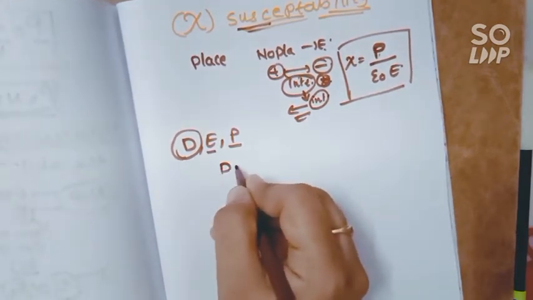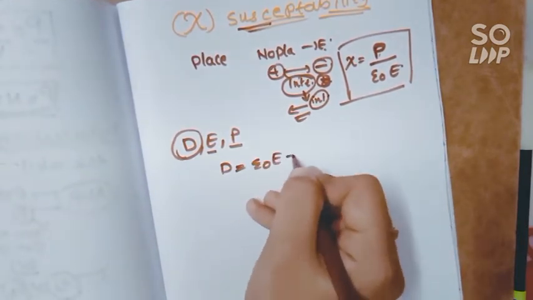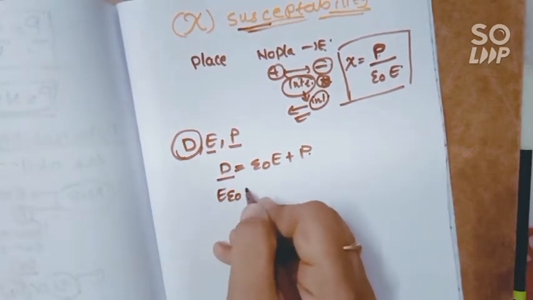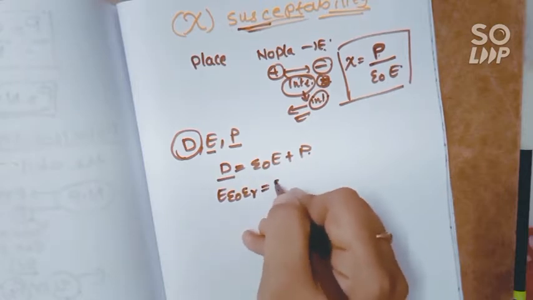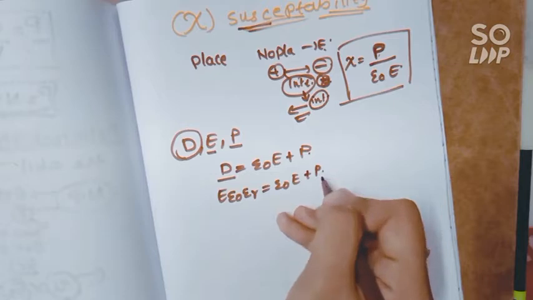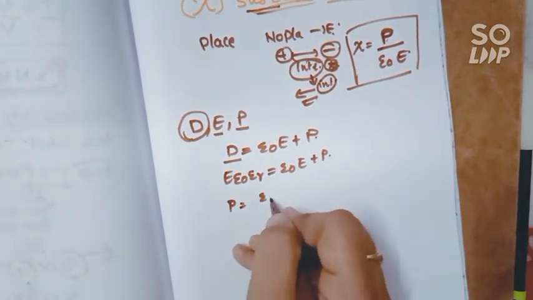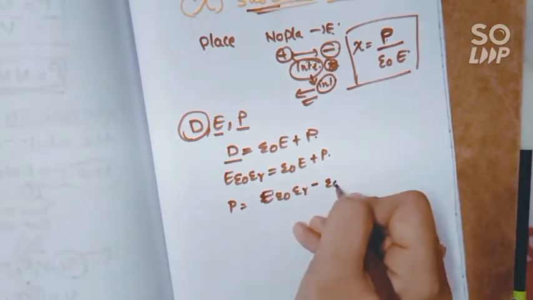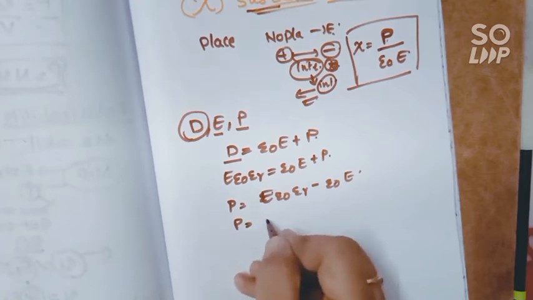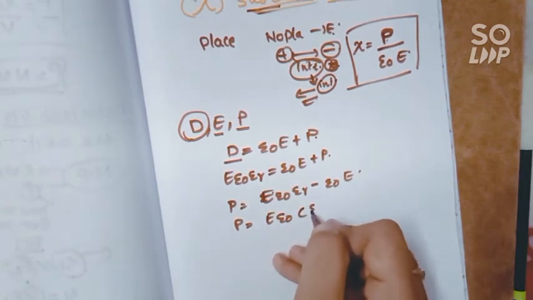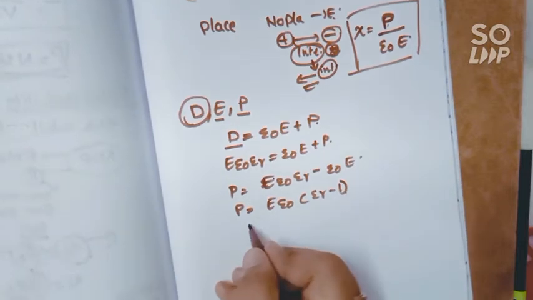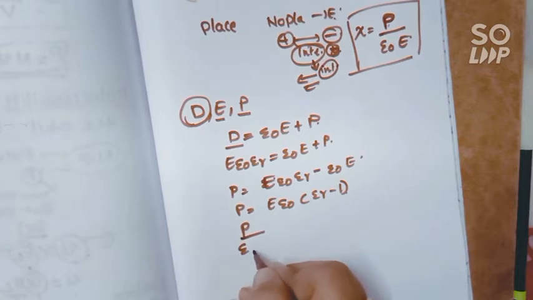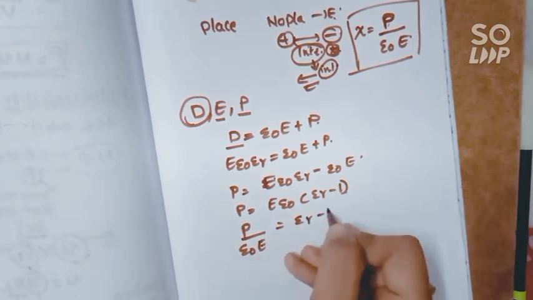D equals epsilon naught E plus P, whereas we know that D equals epsilon naught epsilon R E. So epsilon naught epsilon R E equals epsilon naught E plus P. Now P equals epsilon naught epsilon R E minus epsilon naught E. We can write P equals epsilon naught E into (epsilon R minus 1), and this can be written as P by epsilon naught E equals epsilon R minus 1.